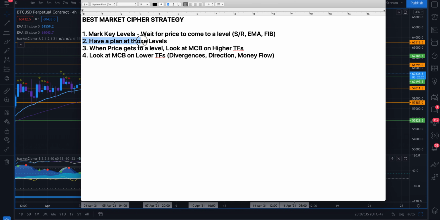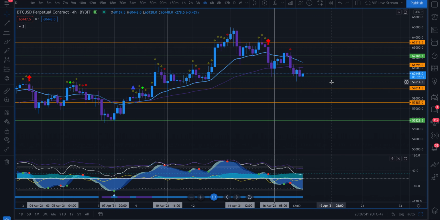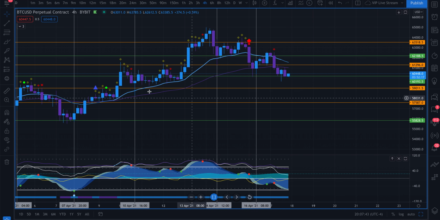Now, the second thing you're going to do is have a plan at one of those levels. What I mean by that is this. Let's say, for example, I see that price is coming down to this orange level. I need to have a plan at this level. I need to have a premeditated, predetermined idea of what type of trade I am looking to enter if price comes to this level.